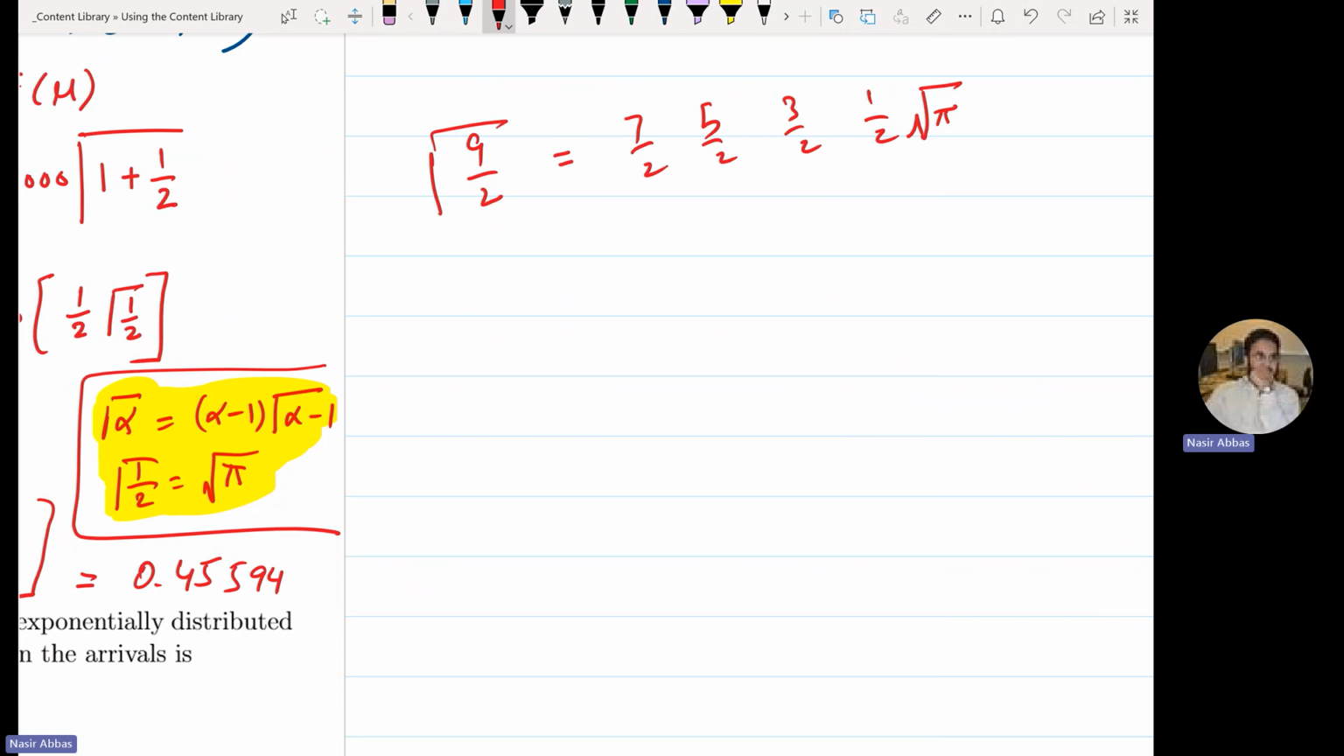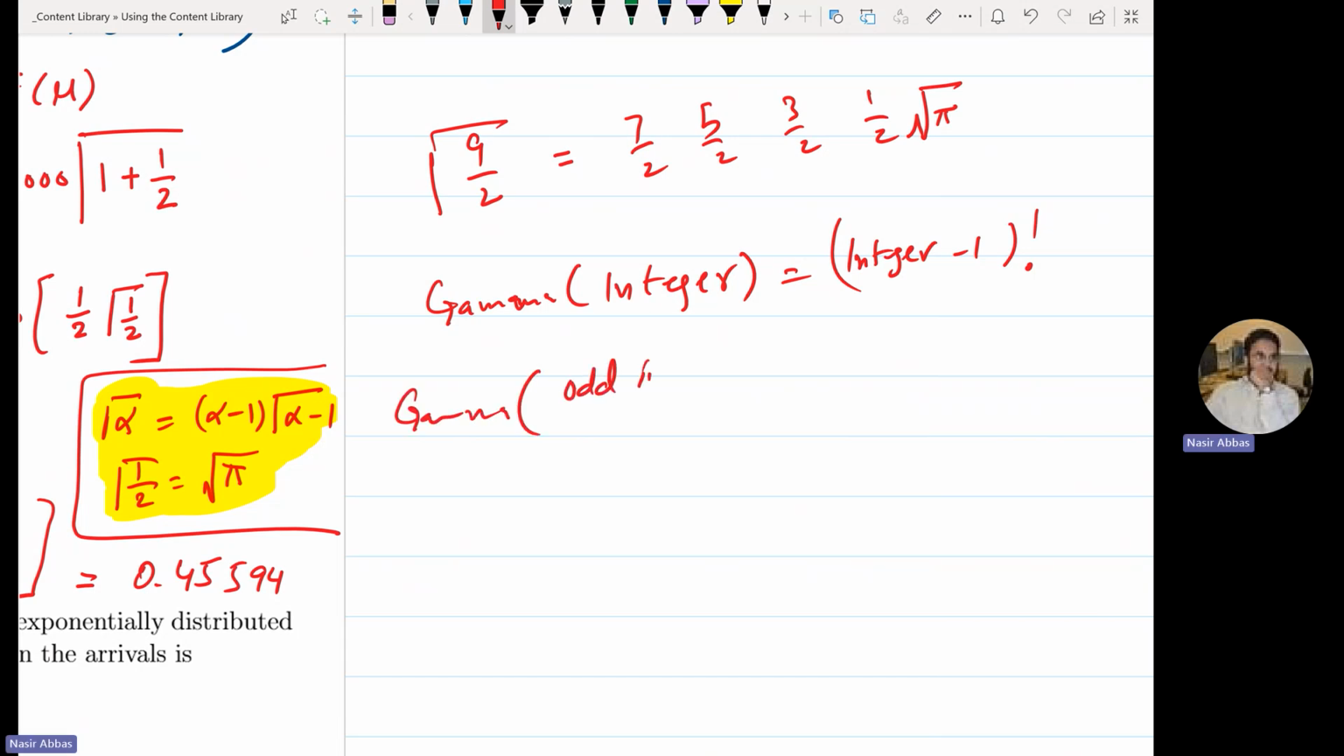The syllabus only covers either gamma of an integer, which will be simply integer minus 1 factorial, or gamma of an odd integer divided by 2. Those are only 2 cases. Either gamma of integer or gamma of odd integer by 2, because gamma of even divided by 2 will again go back to an integer. If you divide an even number by 2, you will go back to the integer.